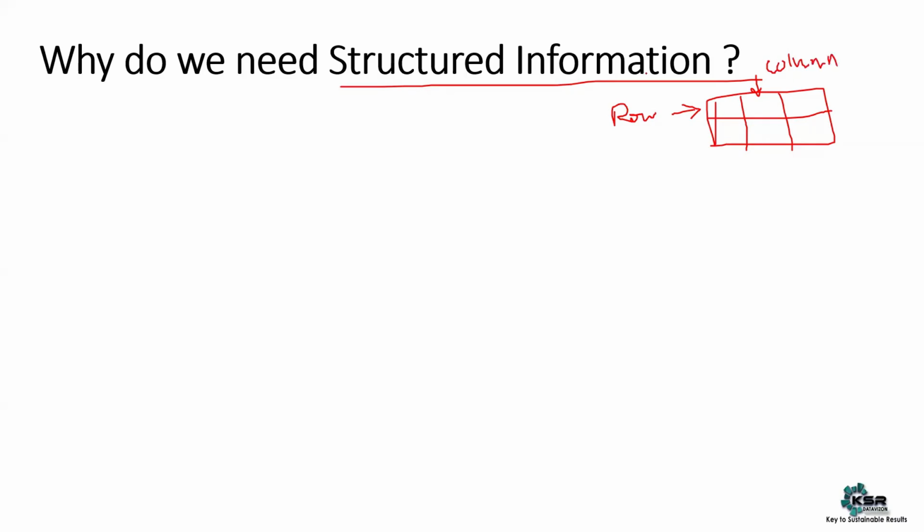Now, if the information is clearly stored in a structured format, it is very easy to understand the specific information. It's very easy, because if the information is stored in rows and columns, it is easy to understand and easy to fetch any specific information as well. So that's the reason structured information is very, very important. Now, what do you mean by structured information?